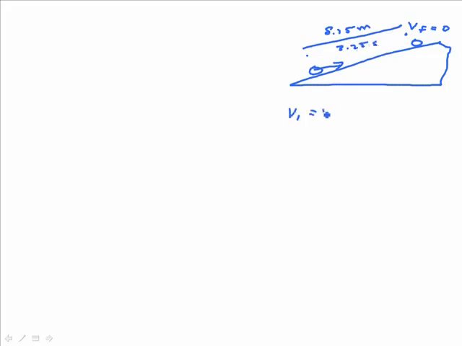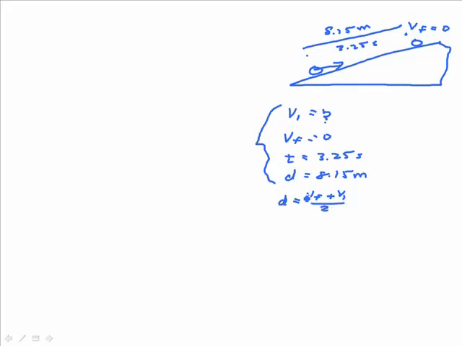Initial velocity is unknown. Final velocity is 0. Time of flight or time of travel is 3.25 seconds. And the displacement during that time is 8.15 meters. And so, using our 4 kinematic expressions, we look for an equation or formula that does not have what? Well, it doesn't have a. And that, of course, is d equals (Vf plus Vi) over 2 times t. And we have to solve for Vi.